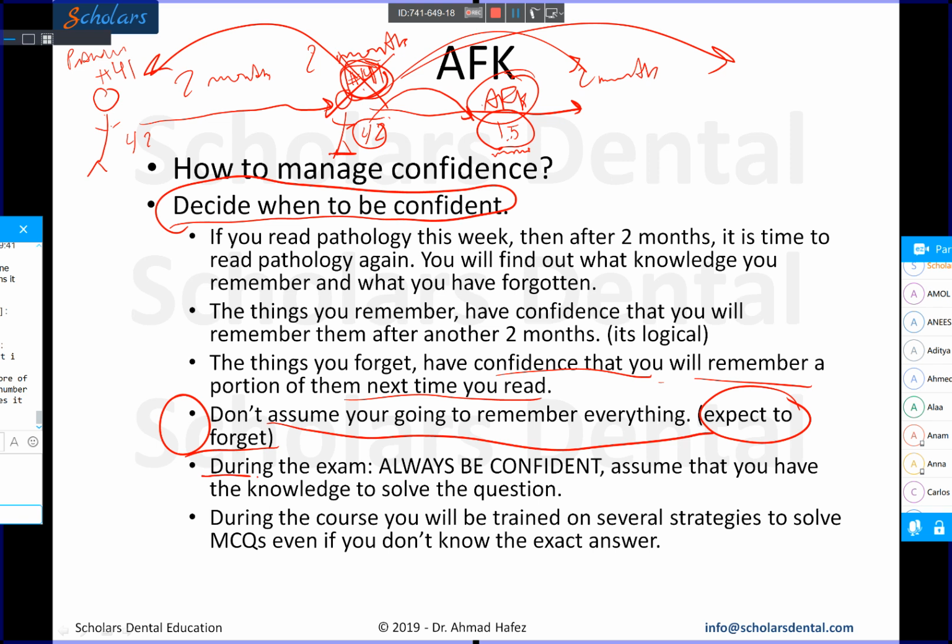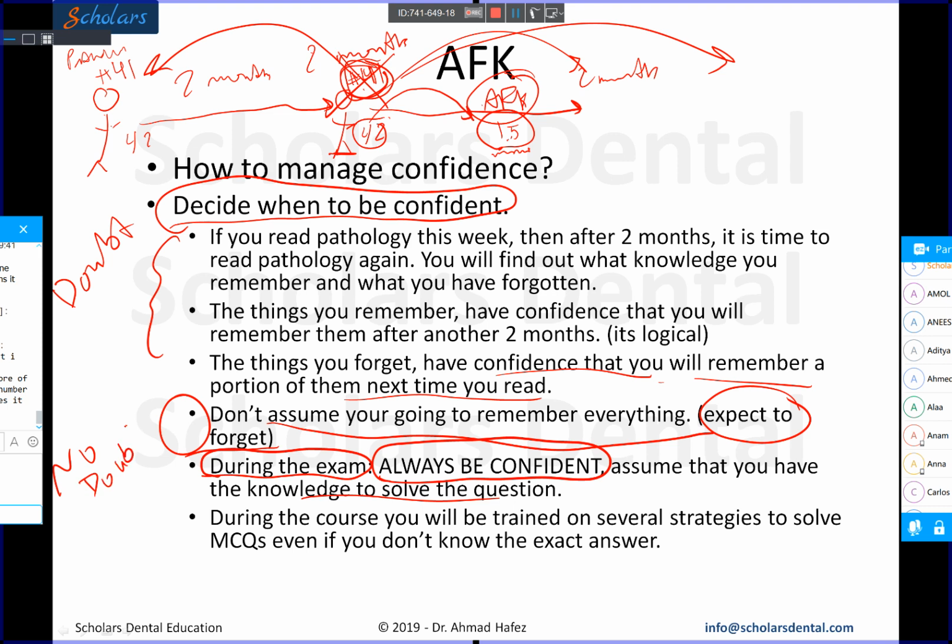Now, while you're taking the exam, while you're inside the exam, always be confident. Play a confident person. Play a role. Assume inside the exam that you have the knowledge to solve all the questions. Because in the exam, there's no point in not being confident. Having doubt in your studying could help you learn what you need to research, and so you're learning new things. But in the exam, no doubts.